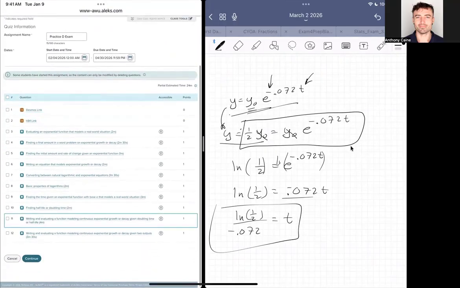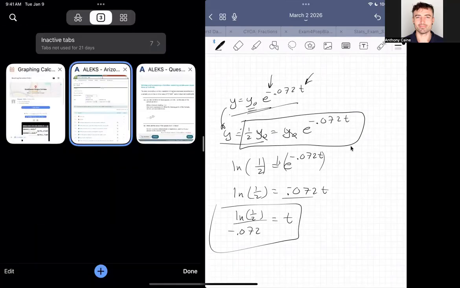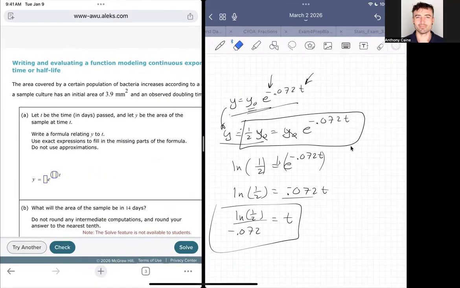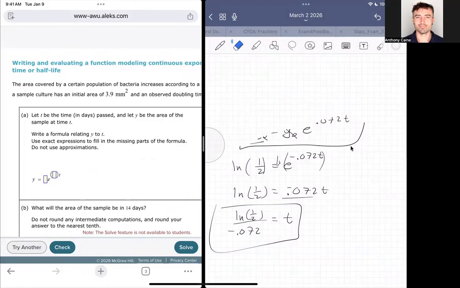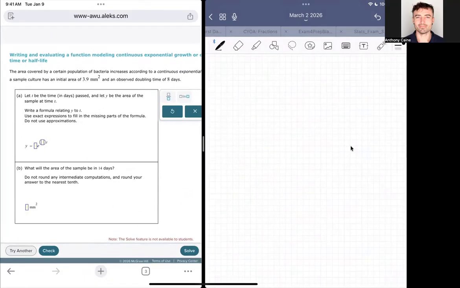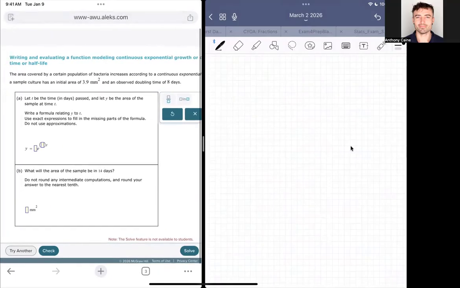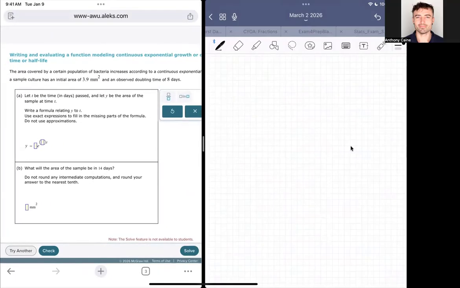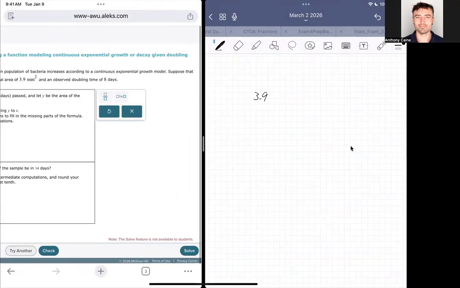All right. Write an evaluated function. Sure, why not? Let's do it. Okay, area covered by population of bacteria. Sure. The initial area is 3.9. And it follows a continuous exponential growth model. It says it in italics right there. And so that's the initial amount, exponential kt. So I have exponential kt.